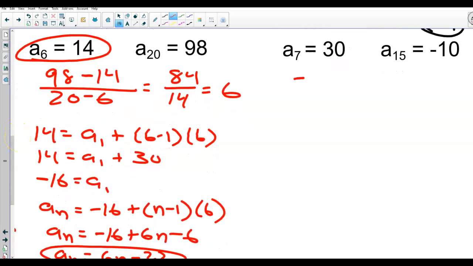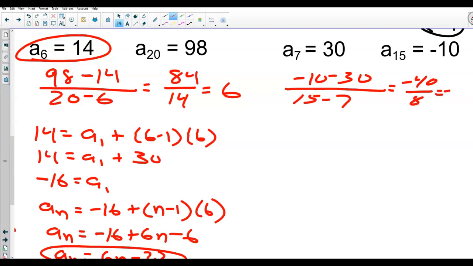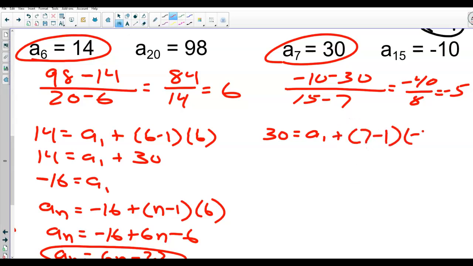Second one, negative 10 minus 30. 15 minus 7 is negative 40 over 8, which is negative 5. I'm going to use 7 and 30. 30 equals a1 plus (7 minus 1) times a negative 5. So in this case here, 30 equals a1 minus 30. I'm going to add 30 to both sides and get 60.